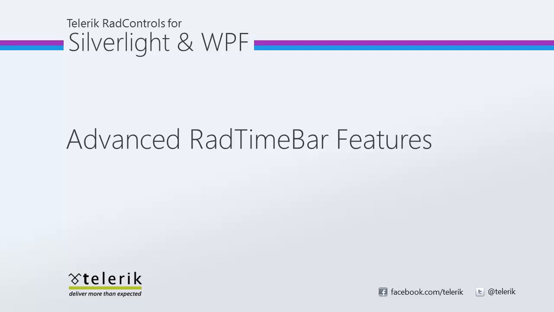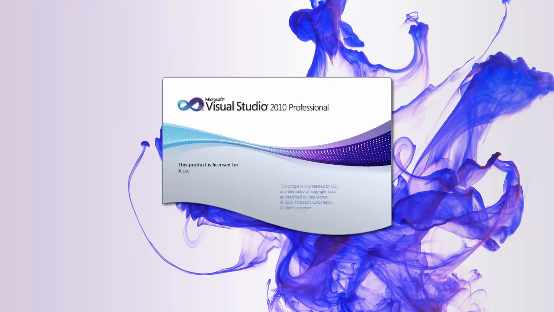Today we're going to be talking about advanced features in the RAD time bar. Specifically, we'll be looking at features that allow you to control what time period is displayed, what time period is visible, what time period is selected.